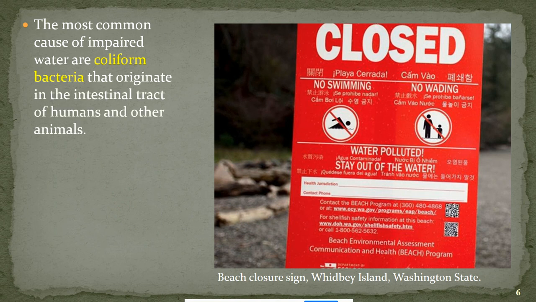The most common cause of impaired water is coliform bacteria, and these are organisms that originate in our intestinal tracts as well as in other animals' intestinal tracts. If you end up drinking this water, it's going to cause diarrhea, food poisoning, and other illnesses. You might see beach closures because of this bacteria, where it says, stay out of the water.